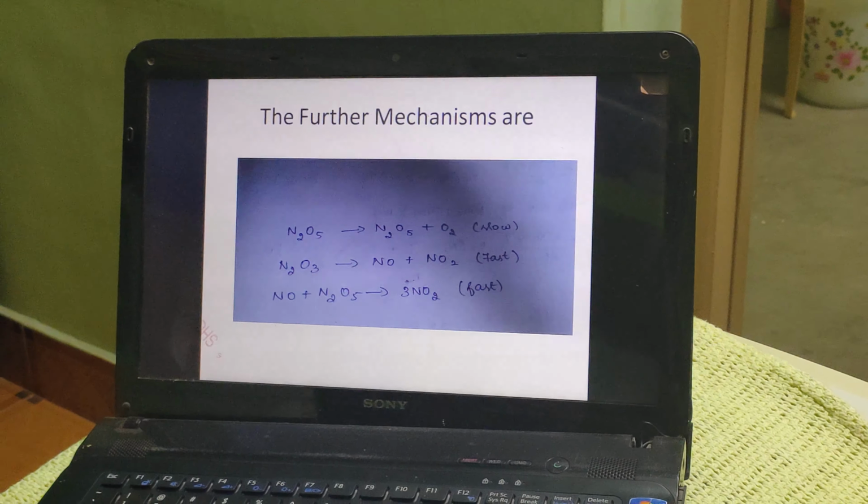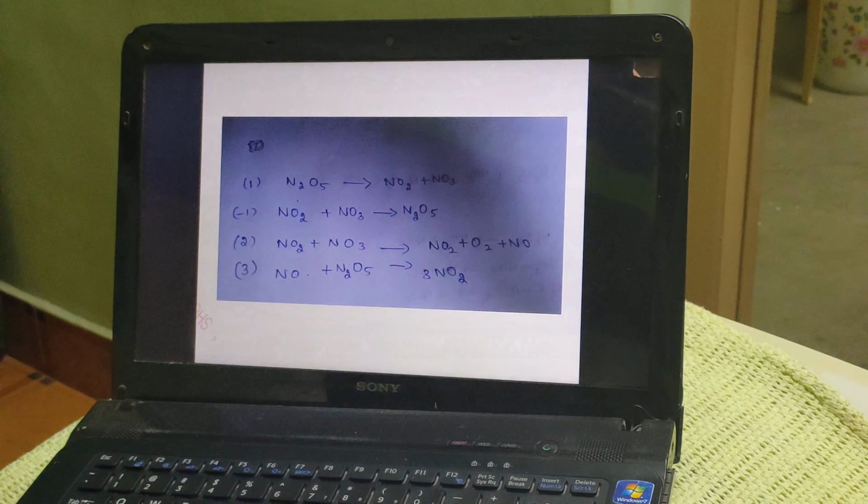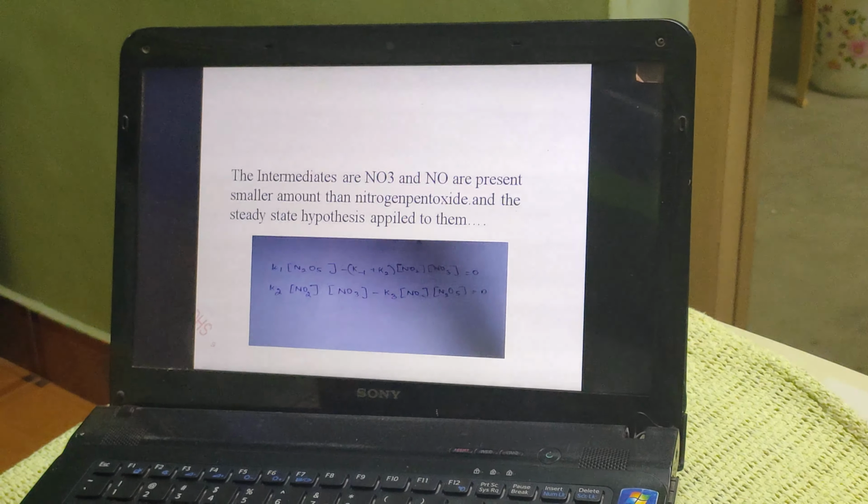Then Ogg proposed the decomposition of nitrogen pentoxide with the following mechanism. The mechanism follows first order kinetics: N2O5 gives NO2 plus NO3, that intermediate gives N2O5, then NO2 plus NO3 gives NO2 plus O2 plus NO. Then another reaction is NO plus N2O5 gives 3NO2.